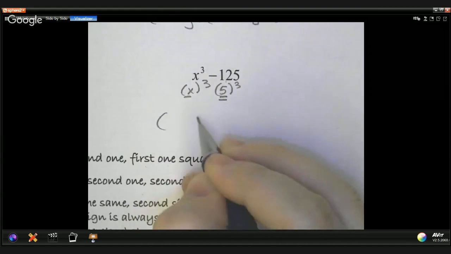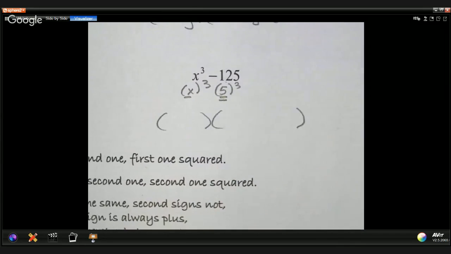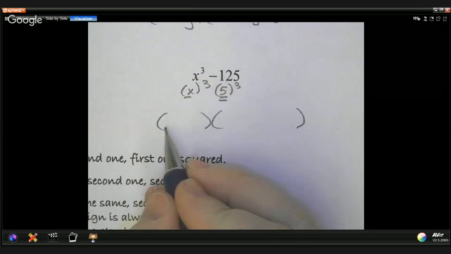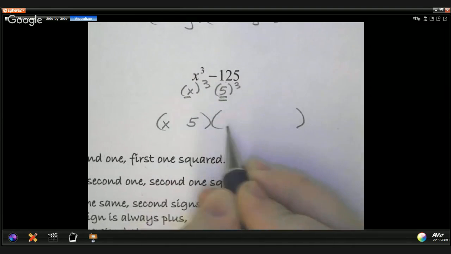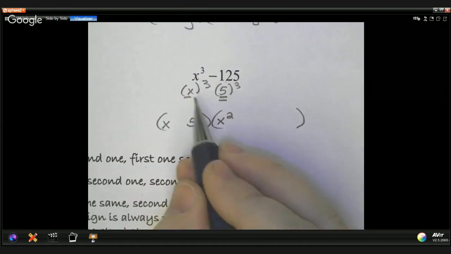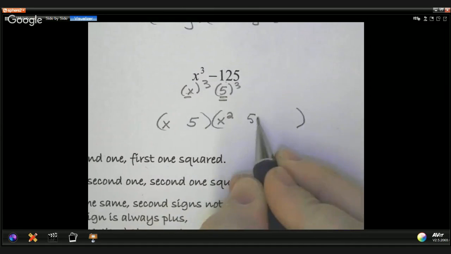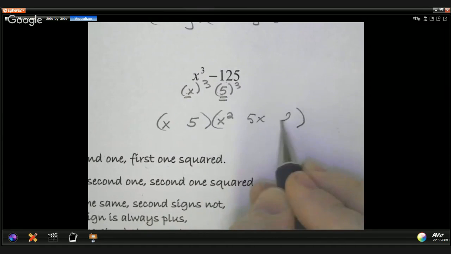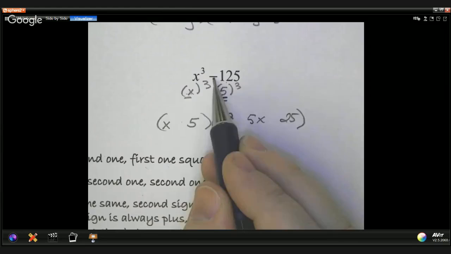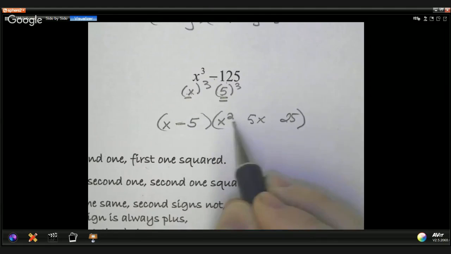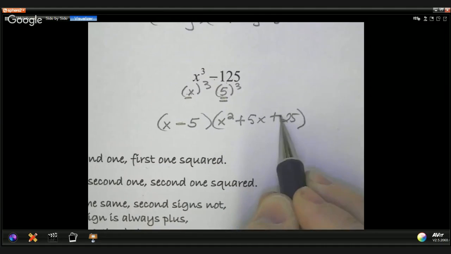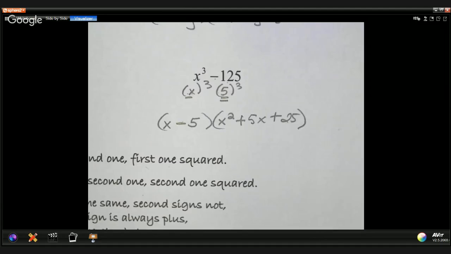So I'm going to do a binomial times a trinomial. And here we go. First one, second one, first one squared. First one times the second one squared. First sign's the same, second sign's not, last sign's always plus, and here's what you got. Okay, all right, so that's the general rule. If you say the same, it will help you remember it.